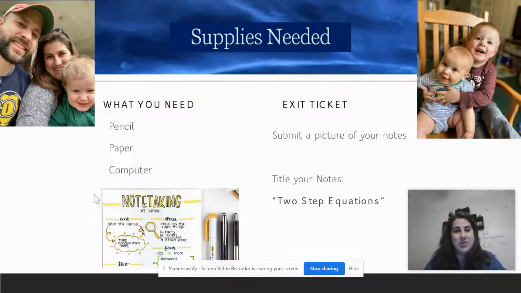Okay, so what you need is a pencil, paper, and your computer. Obviously, hopefully you're already on your computer. Don't title your notes two-step equations. Title it multi-step equations with fractions.